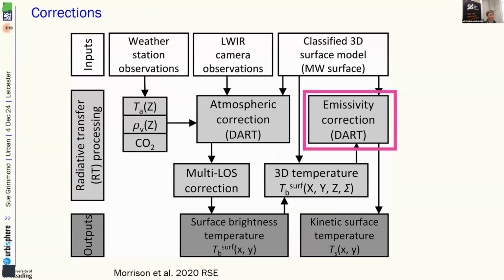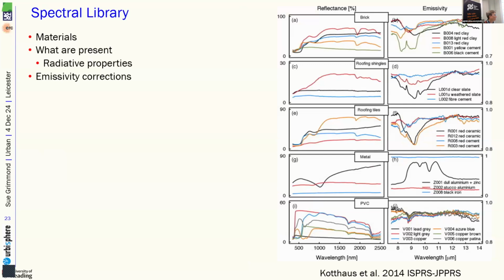So there are lots of corrections that need to be done, but I want to think about what's important for material, and with that, it becomes important to think about emissivity corrections. And for that, we need to have a spectral library or information about materials. So we either need to know what the materials are that are present, so we need to have some way of actually identifying the materials. So remote sensing is very good for that if you have the right spectral signature.